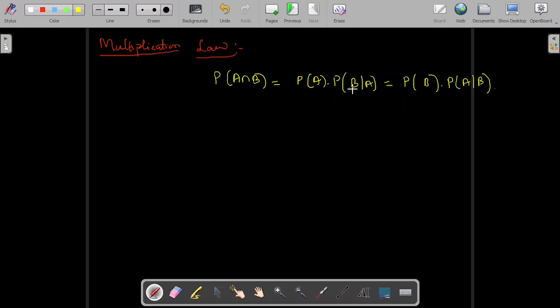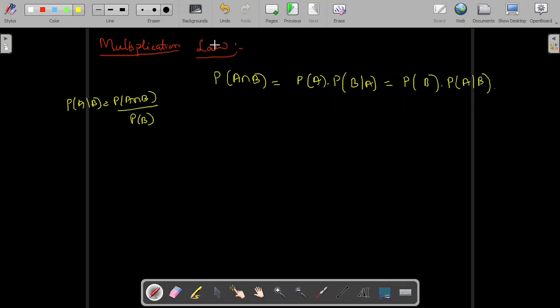If A is given, then you have to multiply it with P of A. Even given event is B, multiply with the probability of B. Same as we have defined for conditional probability, which is P of A given that B has occurred equal to P of A intersection B by P of B. So from this definition only, I can write P of A intersection B equals P of A into P of B given A, or P of B into P of A given B.